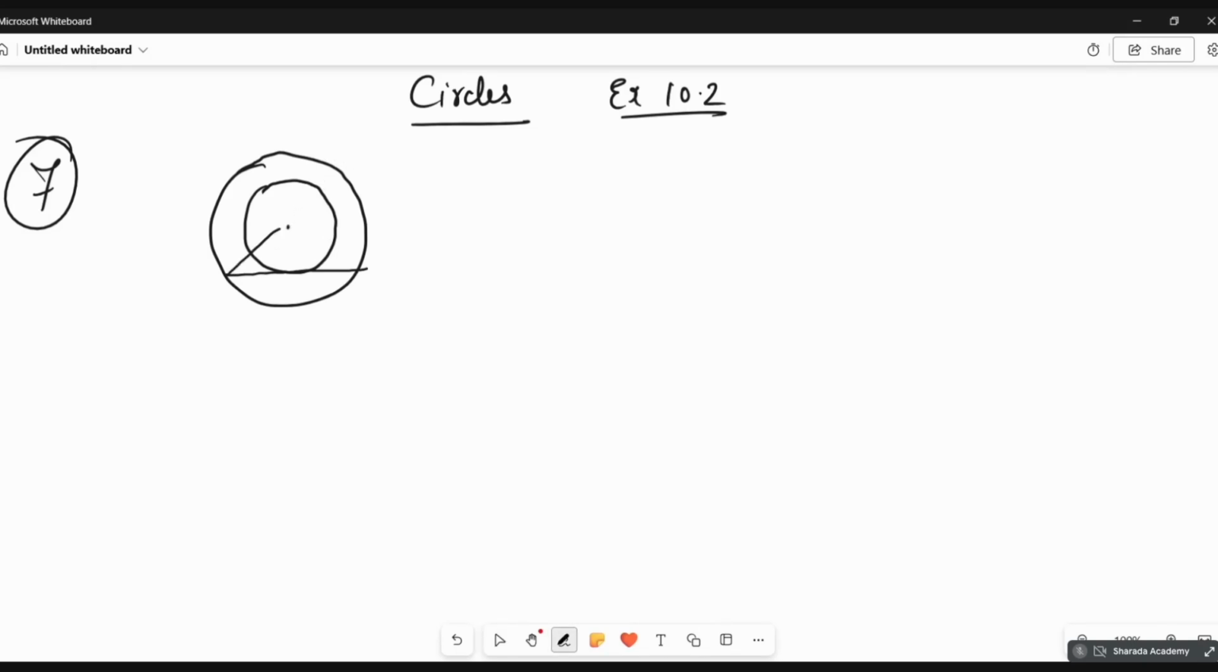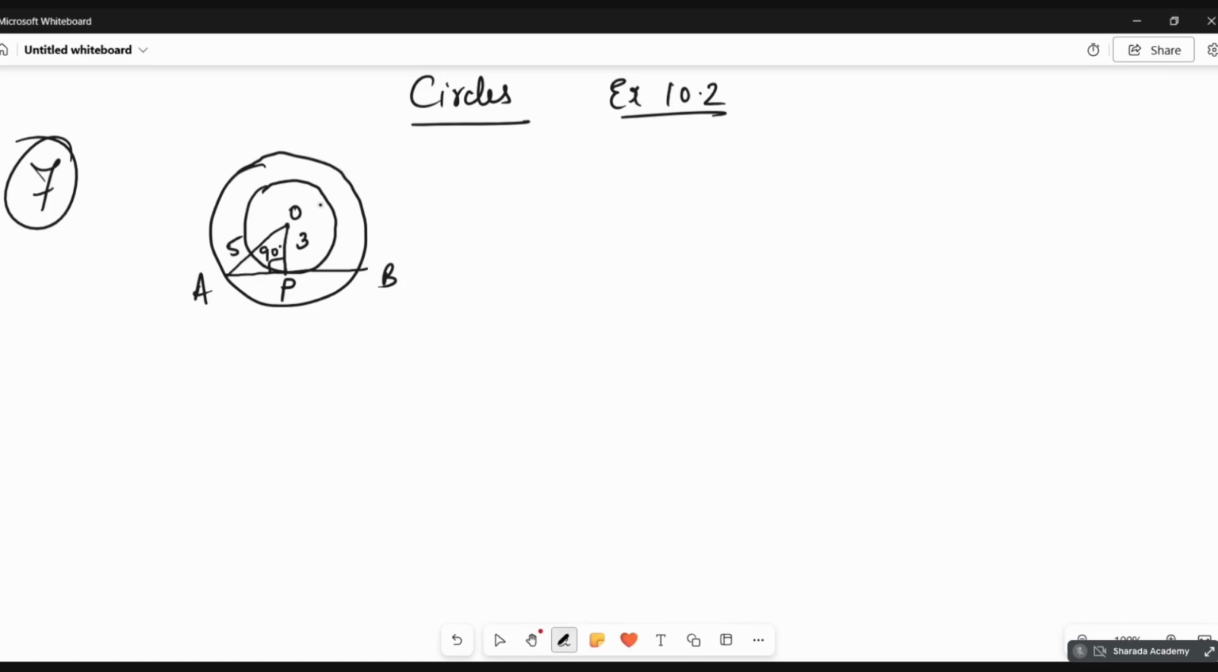Now they have given the radius of the larger circle, it is 5, and the smaller circle radius, it is 3. Now find the chord AB. A tangent and radius are perpendicular. That means a tangent and the radius make an angle of 90 degrees at the point of contact. So here if I mark this as point P, this angle is equal to 90 degrees.